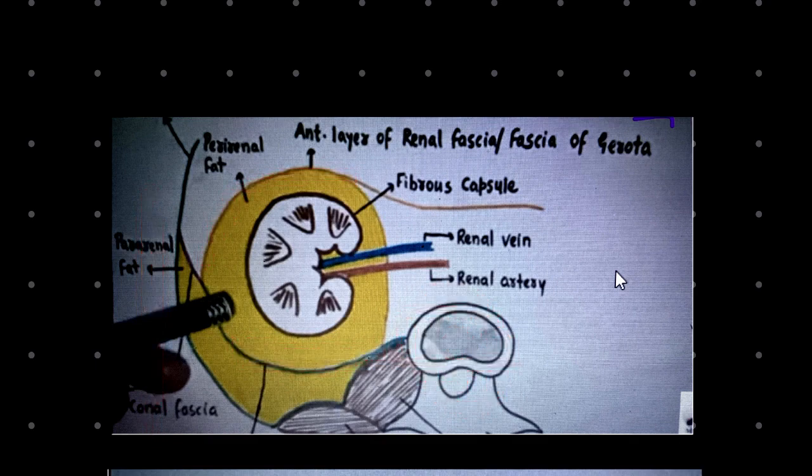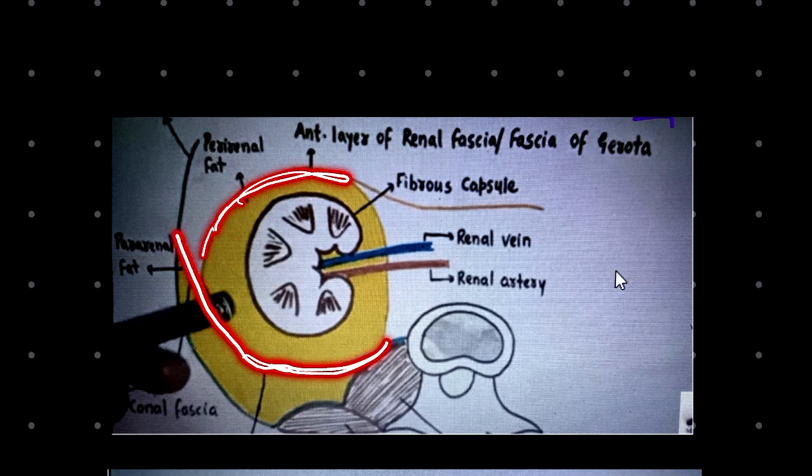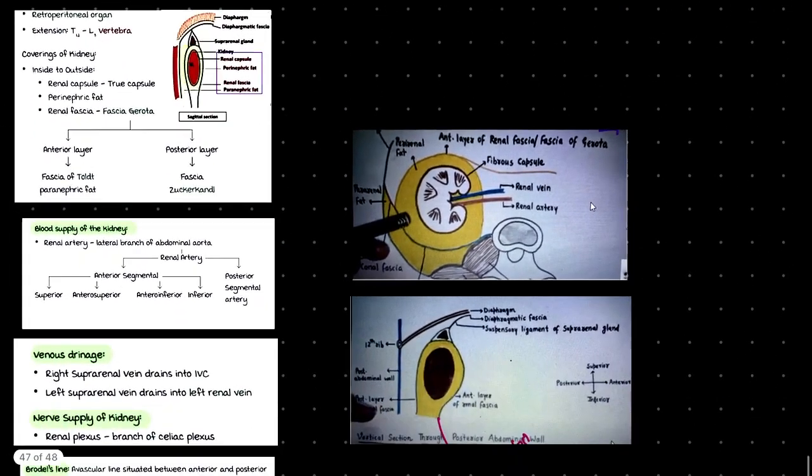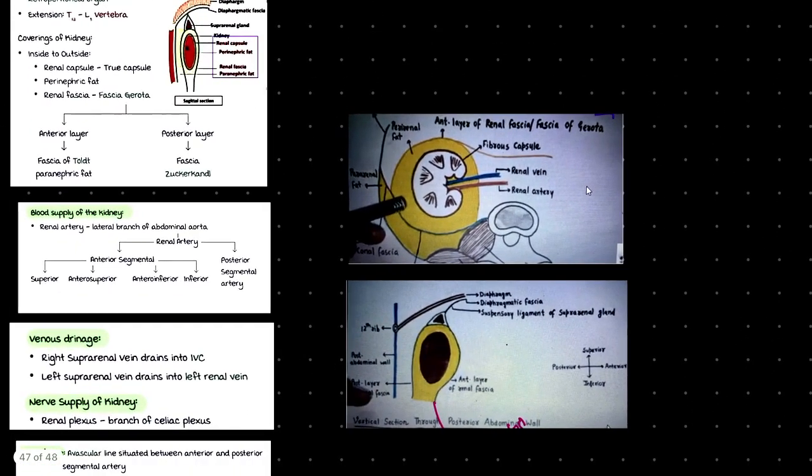Now here, this is our anterior layer of renal fascia. This is the posterior layer of renal fascia. These two, anterior layer and posterior layer of renal fascia, combine and form the canal fascia. Now talking about the final one, that is pararenal fat. What is this pararenal fat? It is the outermost fat region, right? That is present, as you can see right here.